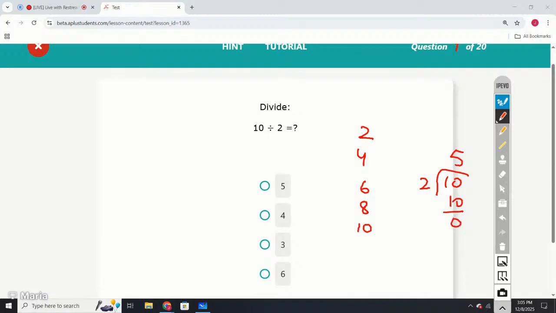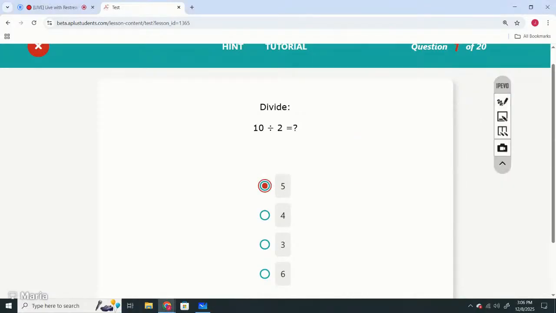So the correct option is 5. Option number 1 is the correct option. So 10 divided by 2 is 5.